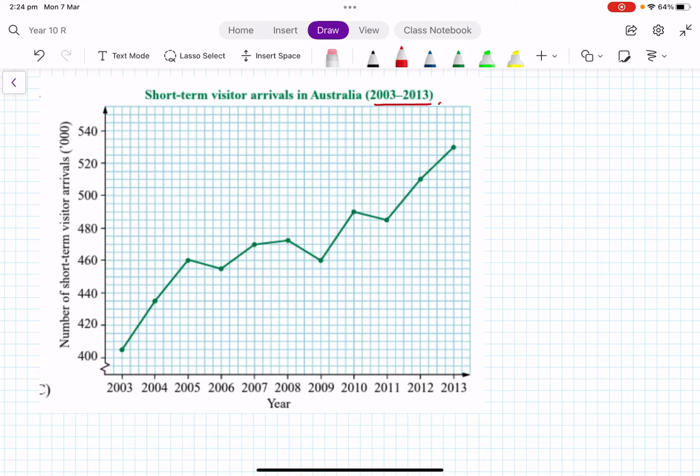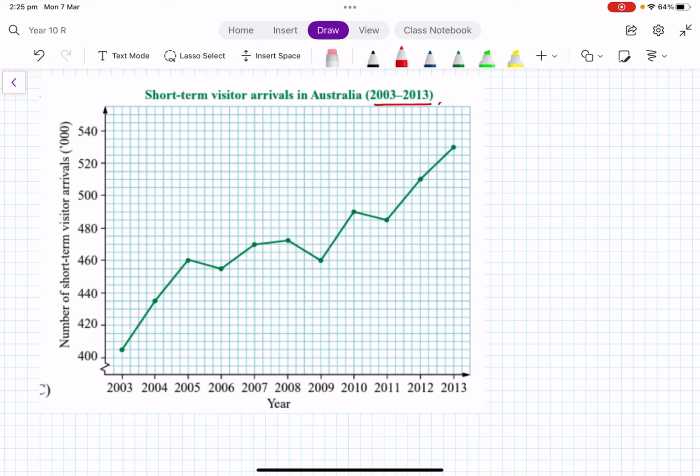And so we need to just think first, okay, what are the variables? What are the independent variables? The time or the year. And depending on the year is the number of people that arrive. So the vertical axis is the number of short-term visitor arrivals. By now you probably think that time basically is usually on the horizontal axis.